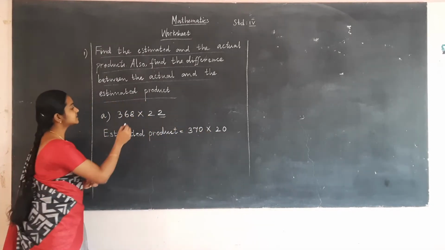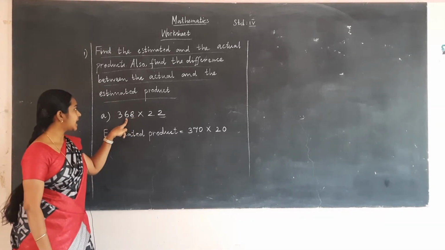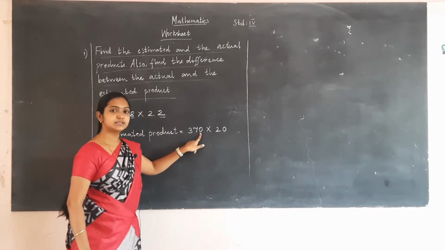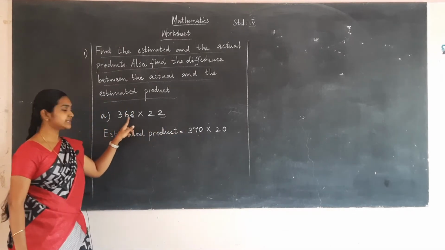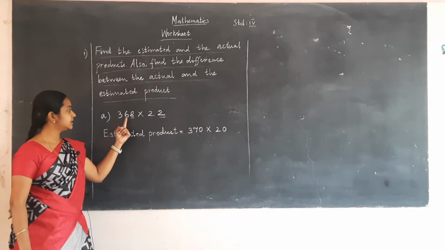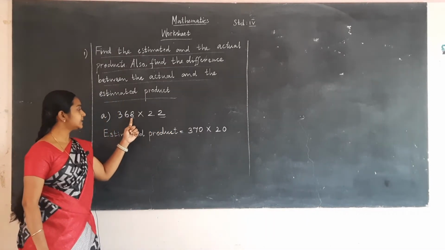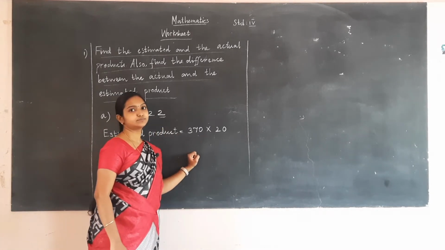Here 8 is greater than 5. So we have to add 1 to 6 and in the place of 8 we have to put 0. If the number is greater than 5, we have to add 1 to the before number. Here the before number is 7. We have to add 1 to 6 and in the place of 8 we have to put 0.